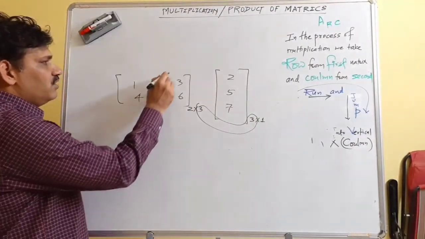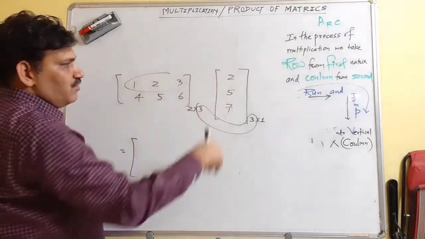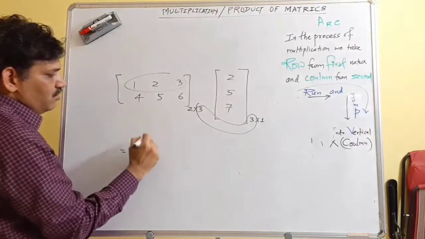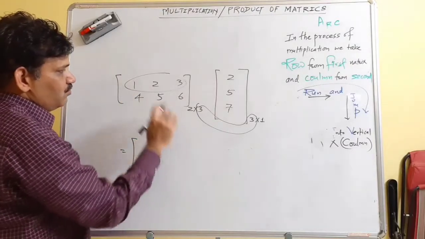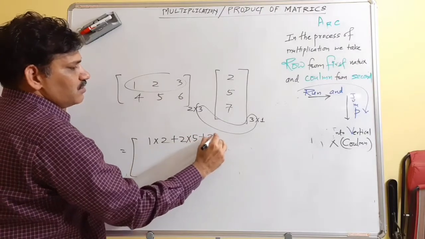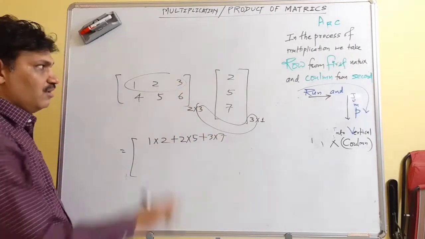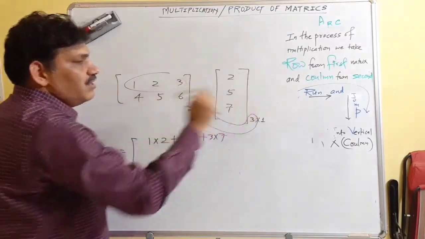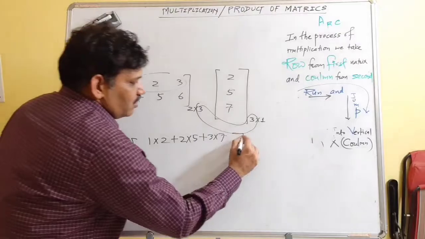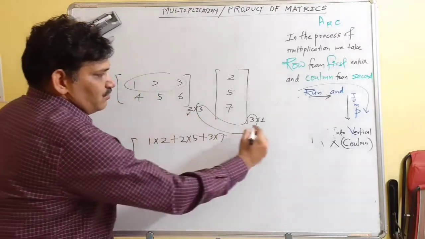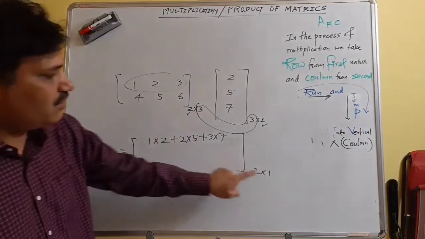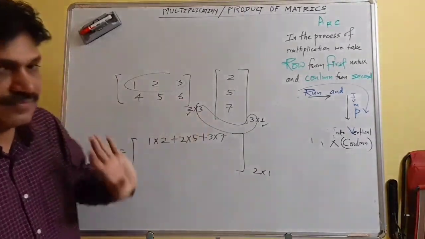And how will you do it? You have to do nothing. You just take first row, go to the first column. Row goes into column. Horizontal into vertical. So 1 into 2 plus 2 into 5 plus 3 into 7. Now first row will go to second column, but there is no second column. So obviously, there are 2 rows and 1 column in the product. So there is only 1 column. So 1 entry will be there.